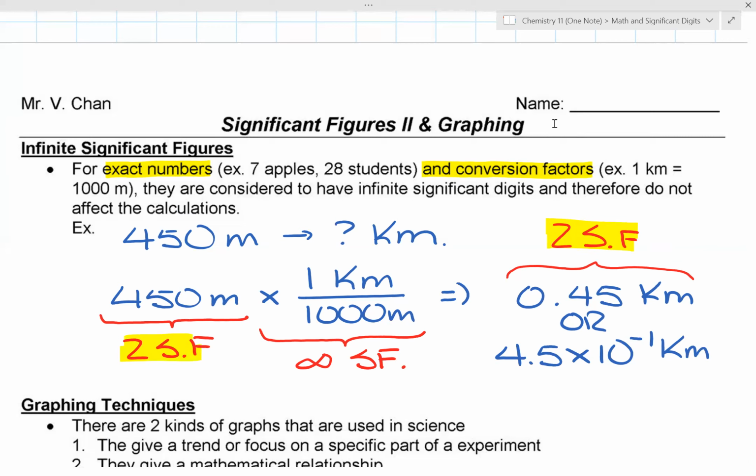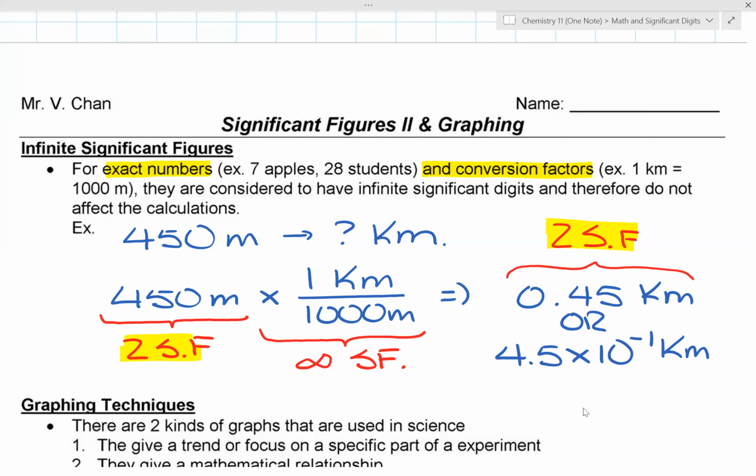So the difficult part when you're looking at this type of scenario is when you're taking a look at the number that you see, is it an exact number or is it a measured quantity? If it is an exact number, then there's infinite sig figs. But if it is a measured quantity, you have to apply the sig fig rules.